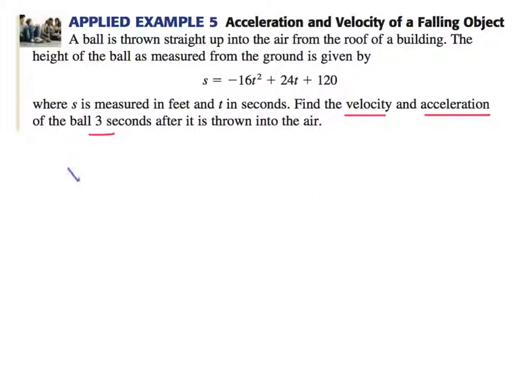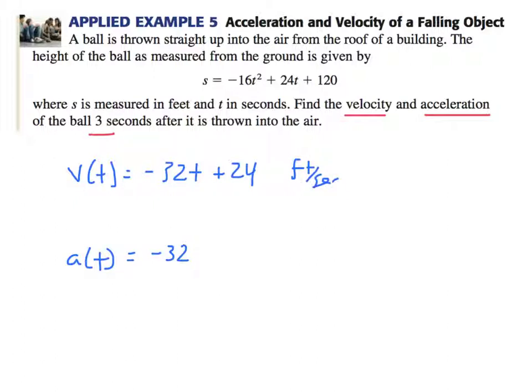Let's do the velocity first. V of t, which is the derivative, would simply be negative 32t plus 24. And the acceleration is the derivative of that, which would be negative 32. Now remember, this is in feet per second, and this is in feet per second squared.